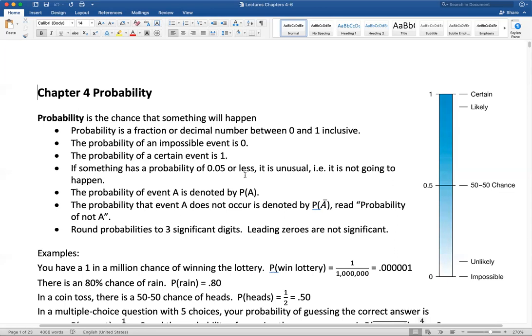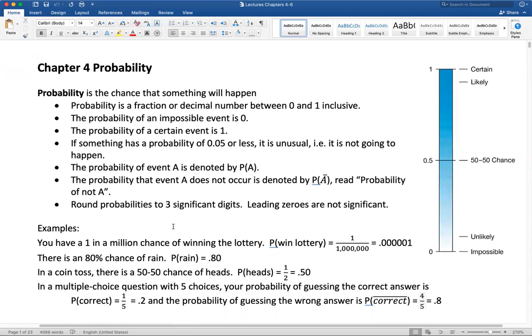The probability of event A is denoted by P of A. What's an event, by the way? An event is a group, or subset, of the outcomes we are interested in.